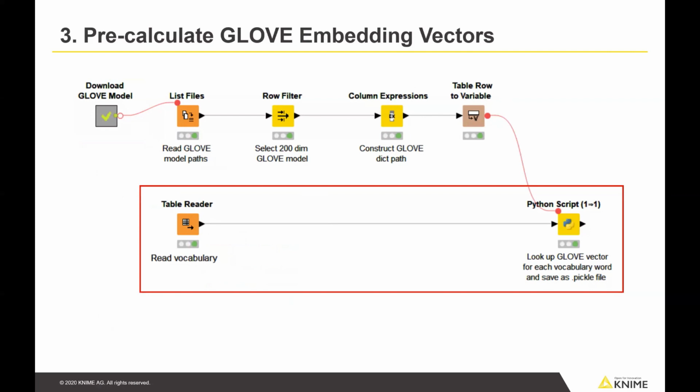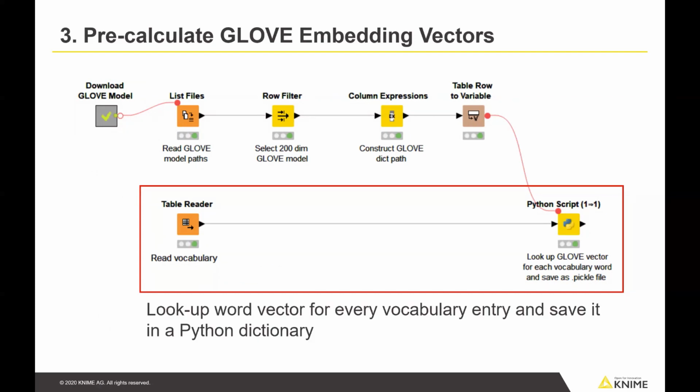First we read in our vocabulary, because we want to find a feature vector for each of the words in our vocabulary. This is done in this Python script. All the Python script does is take the GloVe model and look up the vector for the corresponding word in our vocabulary. Instead of outputting it off the node and writing it to a KNIME table, we use a little trick. We create a Python dictionary and directly write this to disk, because we will need this representation later, but we will come to this in the next workflow.